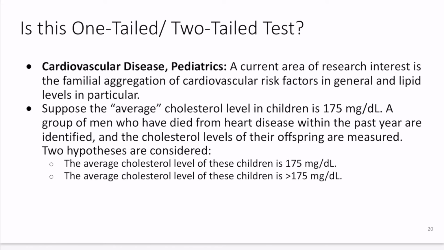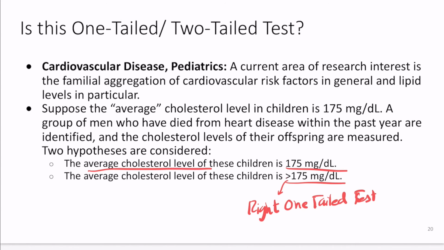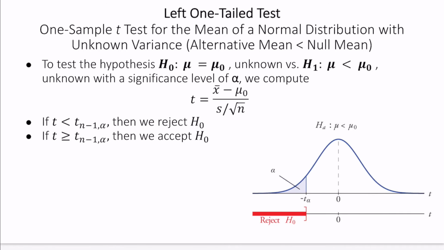Now in the first problem that we talked about, where we talked about the cholesterol level, we are saying that the average cholesterol level in the children, the null hypothesis is 175, is greater than 175. Notice that here it is specifically mentioned that it is greater than, so which means this is a one-tailed test. Specifically, which type of test here? Because it's greater than, we can say that this is a right one-tailed test. So this is the idea behind right one-tailed test.